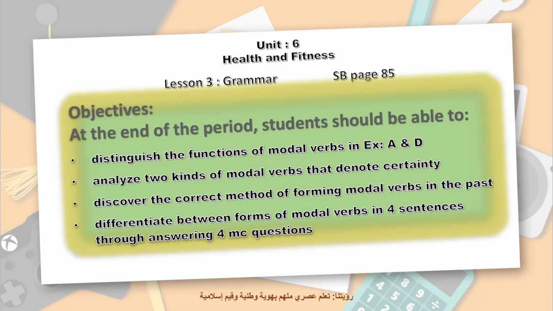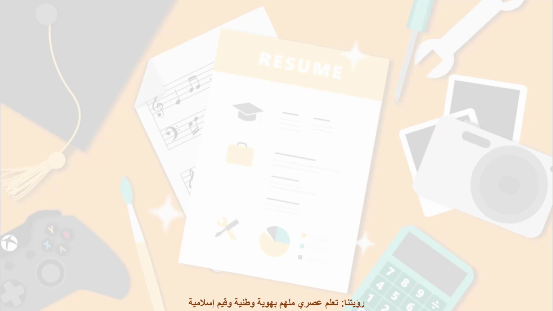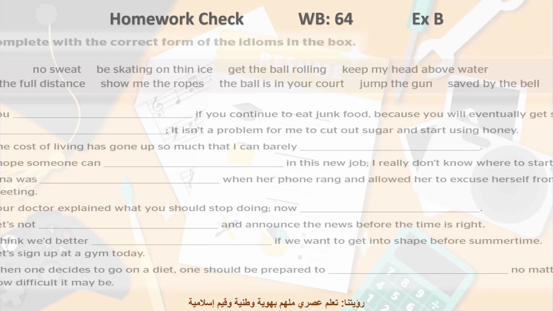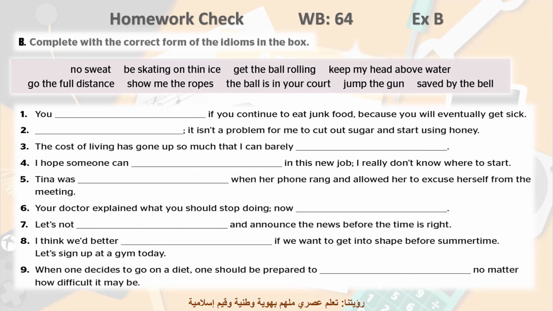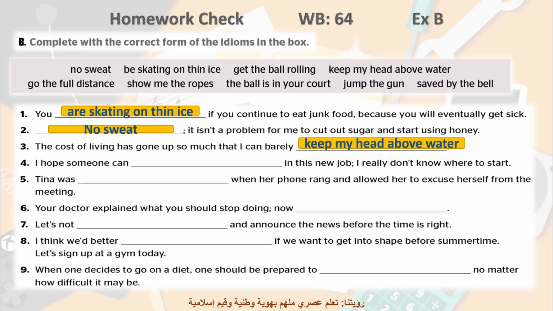Before we start our lesson for today, let's first check your homework. Your homework was workbook exercise B, page 64. Have a look at the exercise, and here are the answers. Number 1. Yes, are skating on thin ice. Number 2. No sweat. It means very easy. Number 3. Yes, keep my head above water.